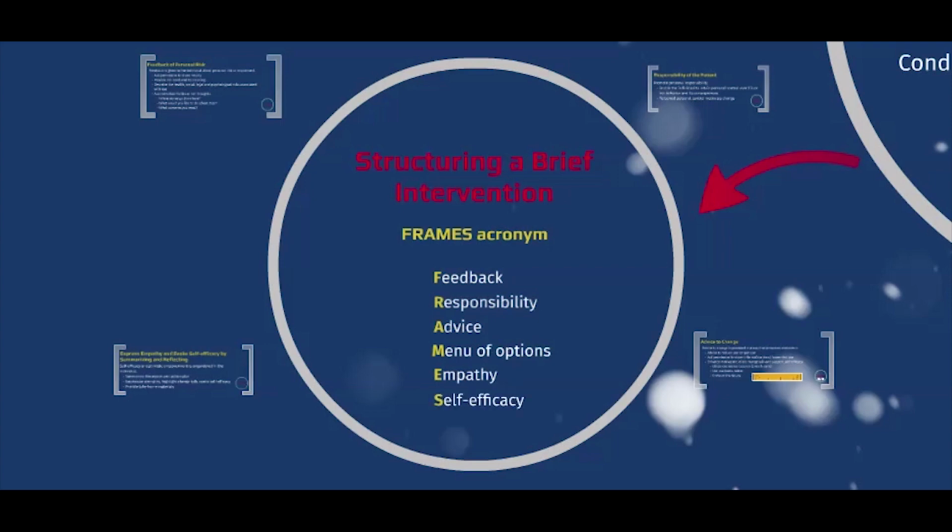Health professionals delivering brief intervention commonly encourage patients to rely on their own resources to bring about change and to be optimistic about their ability to change their behavior.